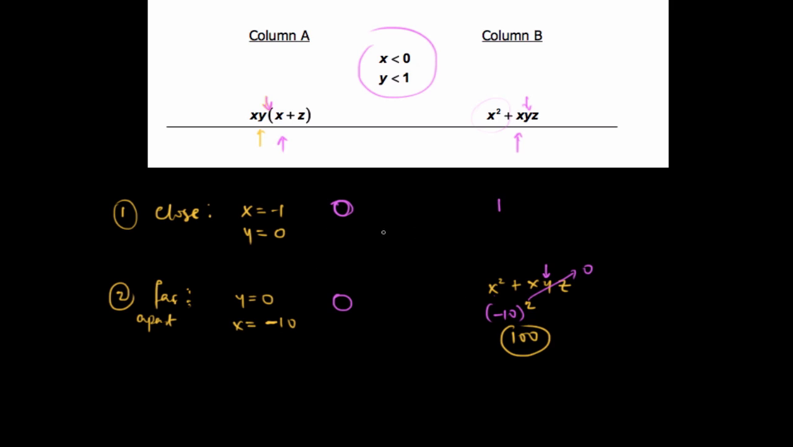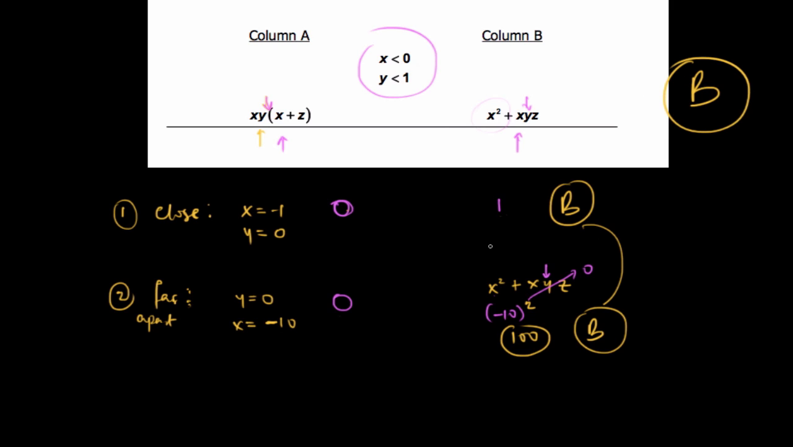So what you observe is in the first case, your column A was 0 and your quantity B was 1. So B was greater here. And similarly for the second choice of x and y, the quantity A was 0 while the quantity B was 100. So B was also still greater. With these two, we could infer that quantity B is greater than quantity A. So you'd say your solution is B. So you understand.